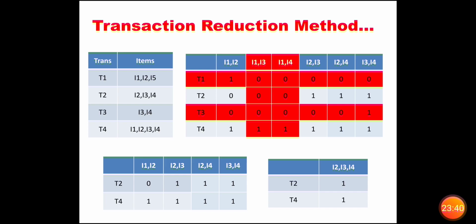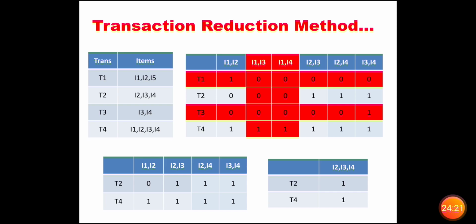I am reading the second table: I2 I3, I2 I4, I3 I4. So in the second table we have taken two item sets. Now we can see which combinations are present in different transactions. If you take I1 I2, we verify whether it is present in T1 or not in the base table. In the base table, T1 has I1, I2, so in the second table we marked 1.